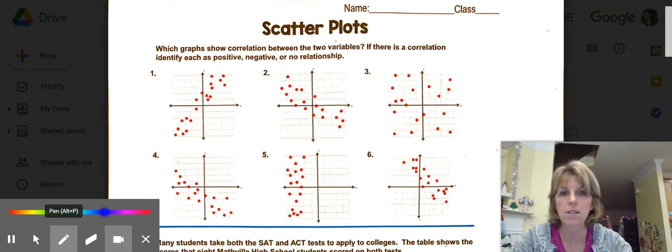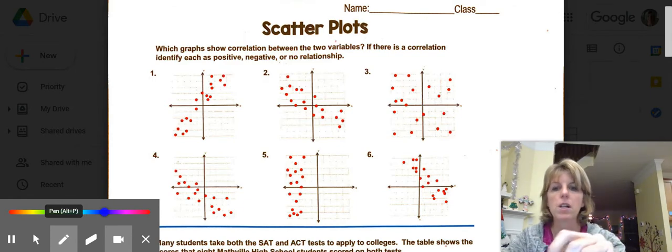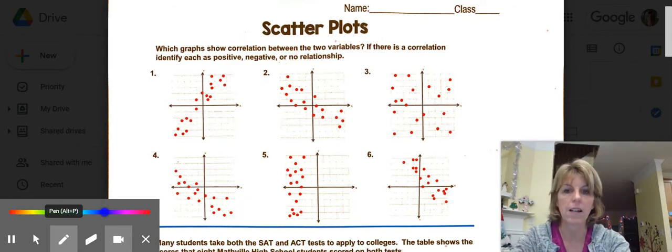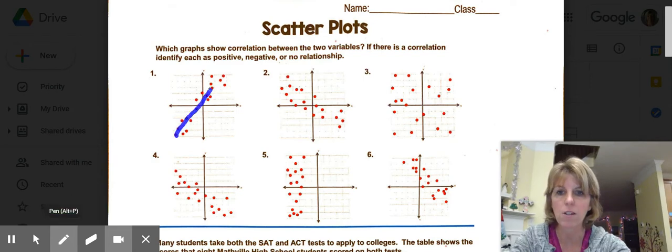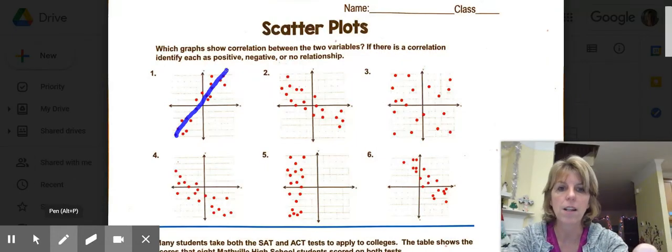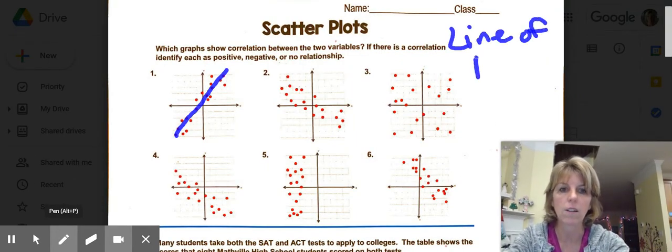And what we want to look at is: is it positive, is it negative, or is there no relationship? Positive, negative, or no relationship. So I can see by the data for number one that it's going in a generally positive direction. I could draw a line right up to the middle of the data as best as I can, trying to get half the dots on one side, half the dots on the other side. And that is called a line of best fit.